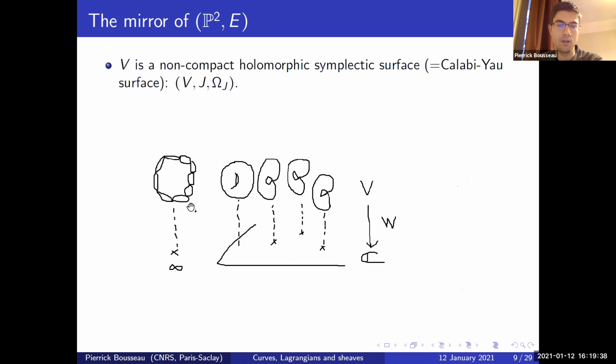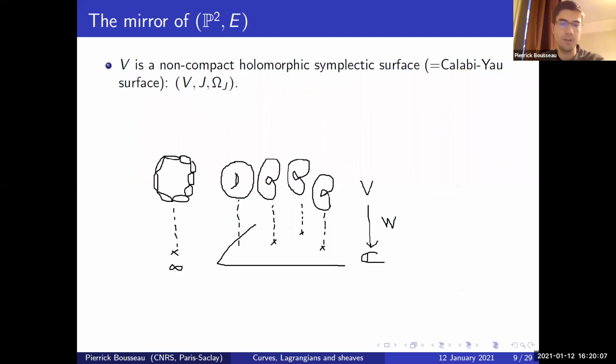And again, you can check that this fiber that I remove is anti-canonical for the compact geometry. And so this geometry V is also a non-compact holomorphic symplectic surface, or Calabi-Yau surface. And I denote by J its complex structure, and by omega J its holomorphic symplectic form.